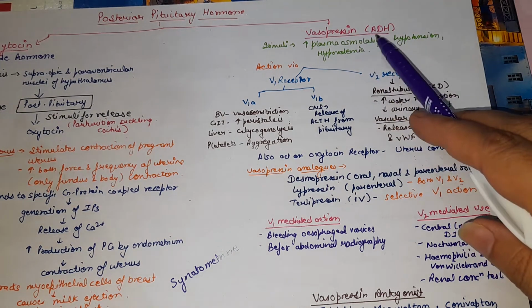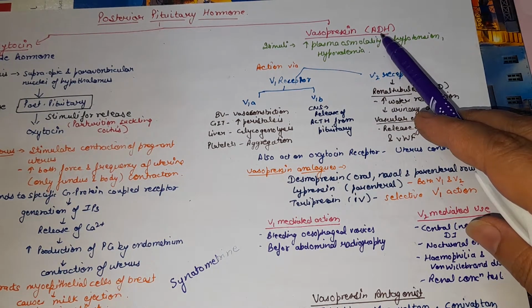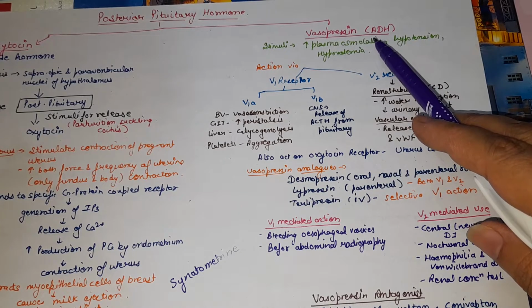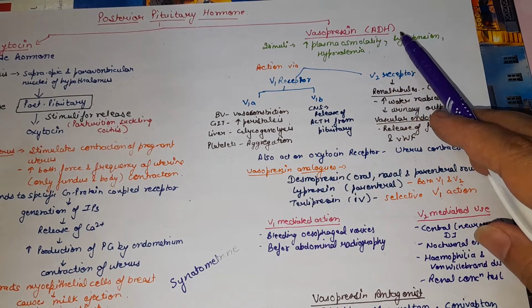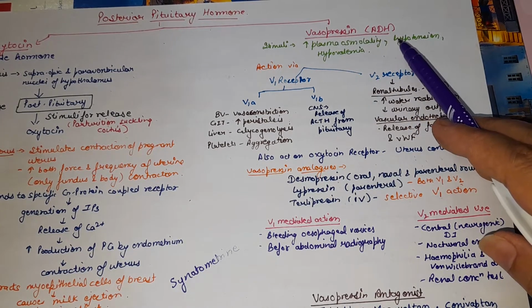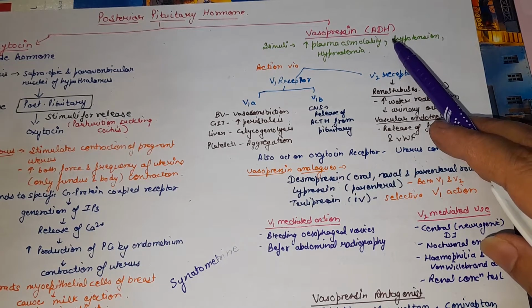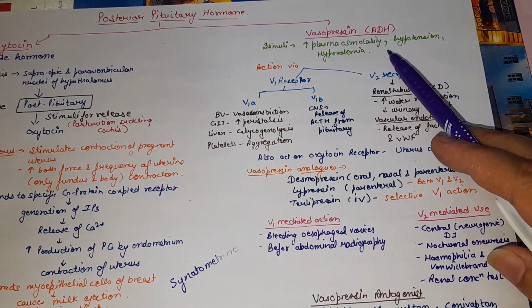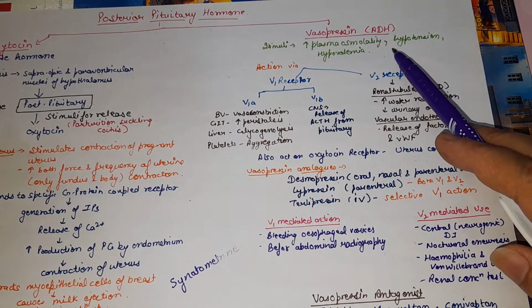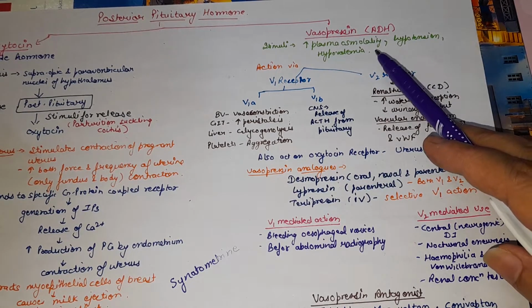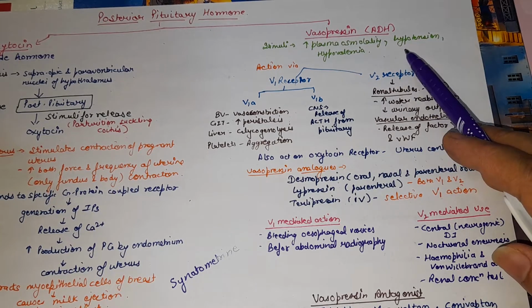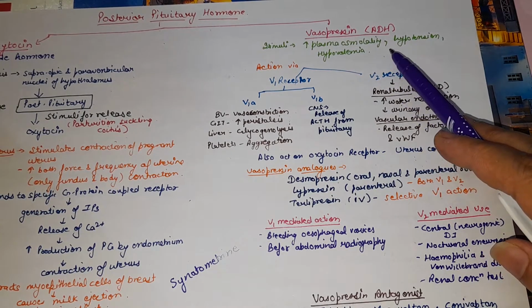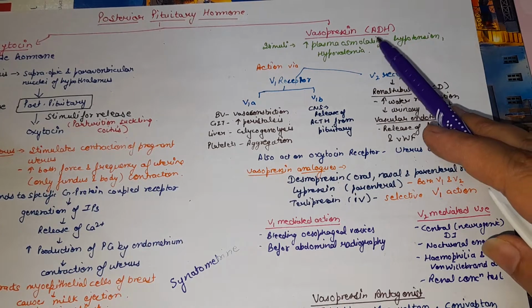Another hormone secreted from the posterior pituitary is vasopressin. It is also known as arginine vasopressin and antidiuretic hormone. It is a peptide hormone synthesized in the supraoptic and paraventricular nuclei of the hypothalamus, and it gets stored in the posterior pituitary. When a stimulus occurs, like an increase in plasma osmolality, hypotension, hypovolemia, and dehydration, then vasopressin is released from the posterior pituitary.